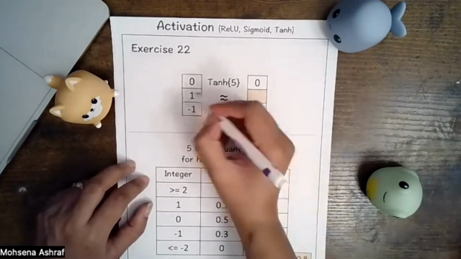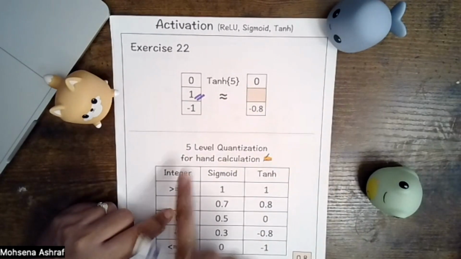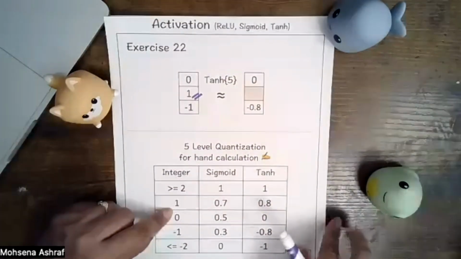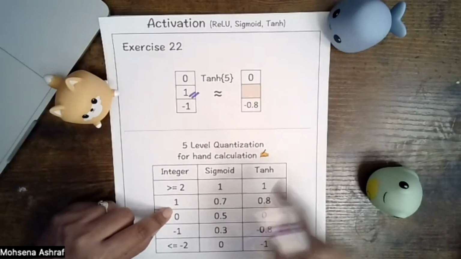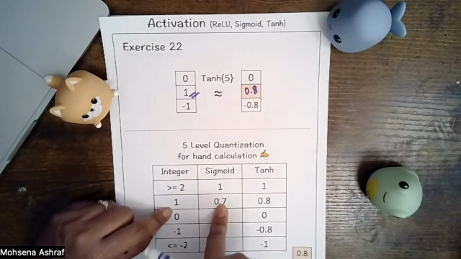For the next example, we are getting 1 here. So let's look into 1. So this one, we are using tanh. So for the 5-level quantization of tanh, we will get 0.8. So plus 0.8. But if we use sigmoid, we will get 0.7 here.